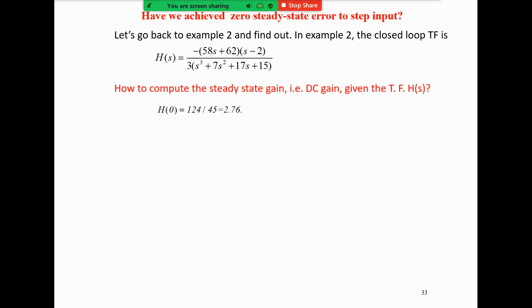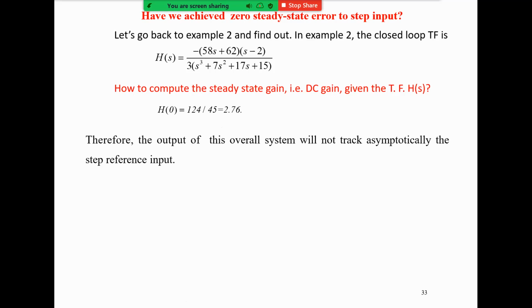Okay, so therefore, did we achieve steady state error of 0? Clearly, there's a difference. The reference is 1, and the actual output is 2.76. There is a gap for us to close. So right now, the output of this overall system cannot track the desired step reference input asymptotically. So there is something still missing.